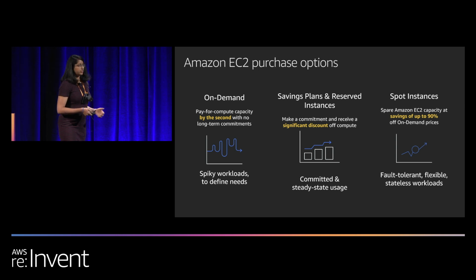So the third one, which is of interest today, is spot instances. So what are spot instances? These spot instances give you up to 90% off of on-demand prices. They are suitable for fault-tolerant, stateless, and time-insensitive workloads. The spot instances are spare EC2 capacity in our AWS cloud. So it's truly our spare capacity.